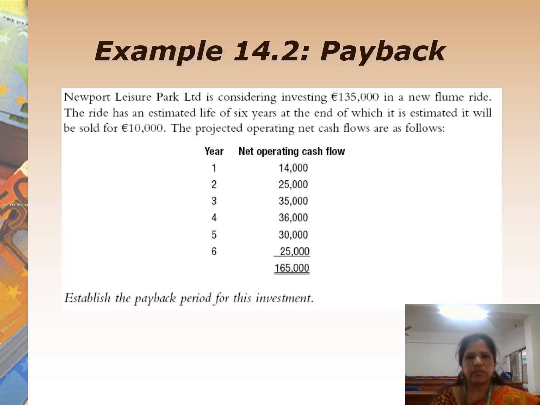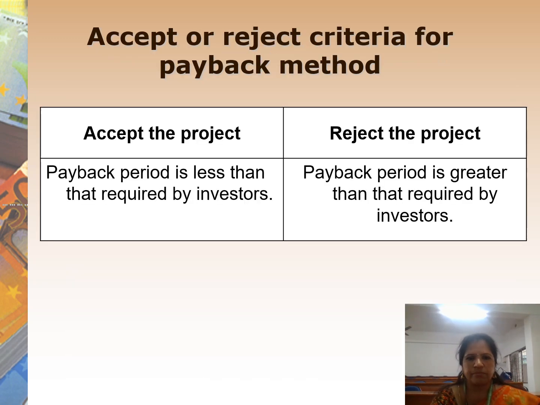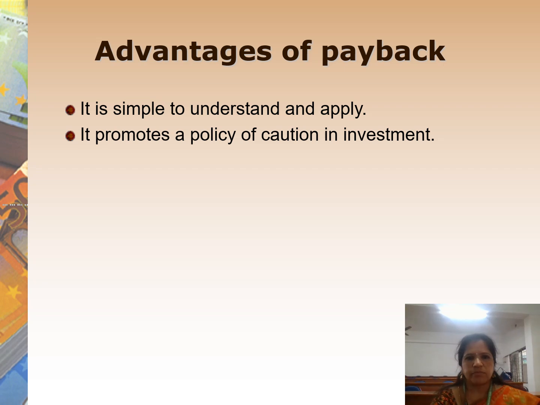An example is given with the same year, net profit and cash flow. The formula is given: cash required to pay back divided by total net cash flow for the period. So here you are going to calculate it into months, 12. Accept the project if the payback period is less than that required by investors. Reject the project if it is greater than that required by investors.